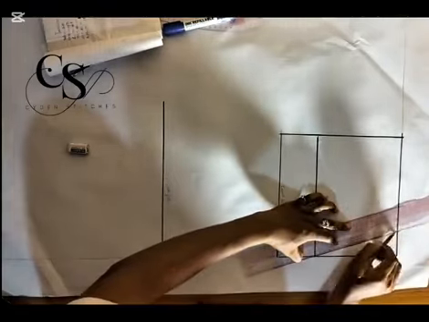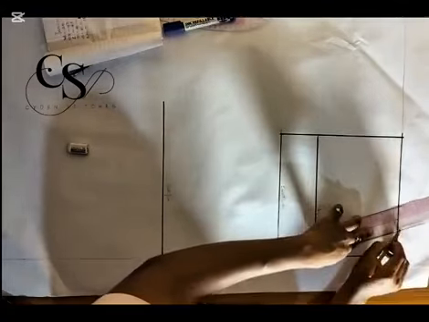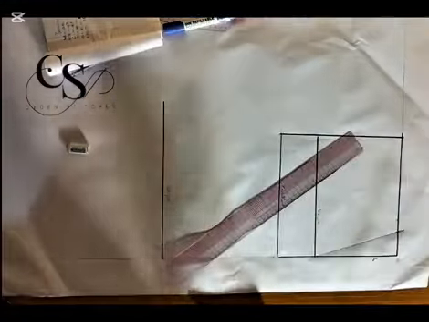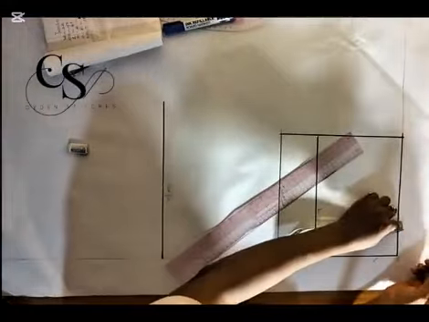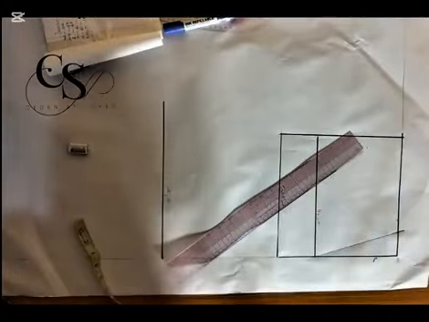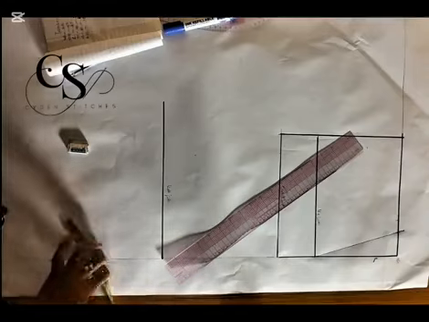Then I'll go up from this margin here by half an inch. We extend it out by half an inch. So this is the half inch. The next thing we are going to do is calculate the crotch extension.